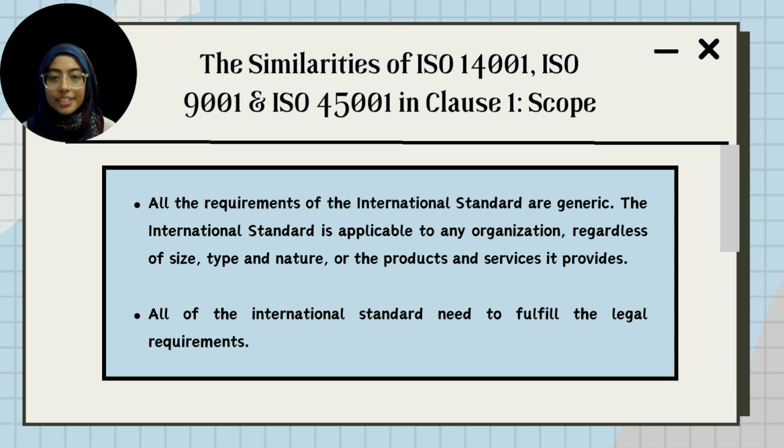Next is the similarities of ISO 14001, ISO 9001, and ISO 45001 in Clause 1, which is Scope. First, all the requirements of the international standards are generic. The international standards are applicable to any organization, regardless of size, type, and nature of the products and services it provides. Next, all the international standards need to fulfill the legal requirements.